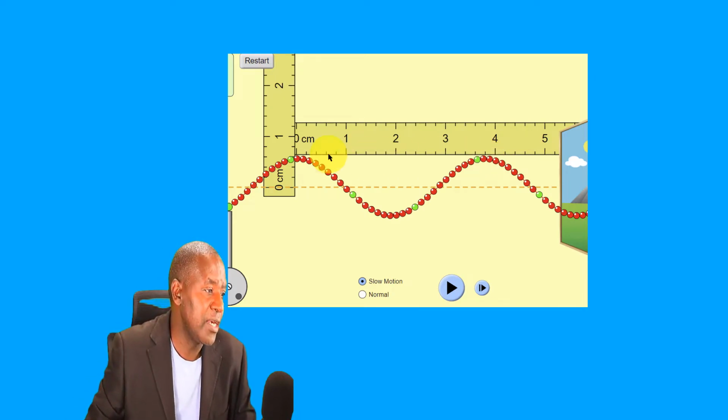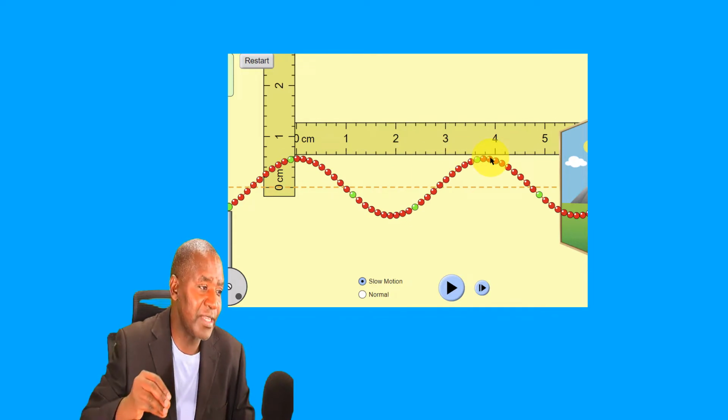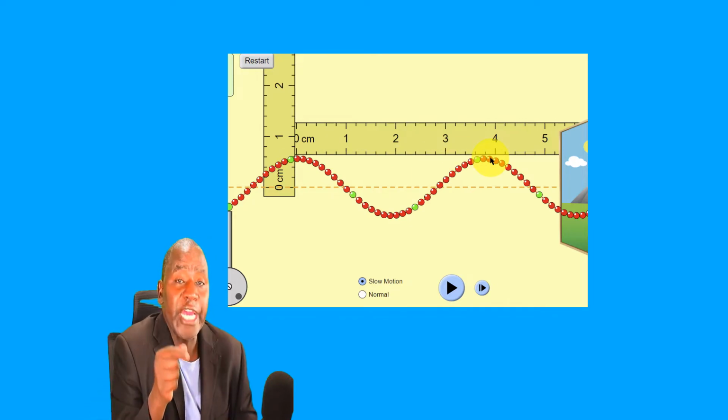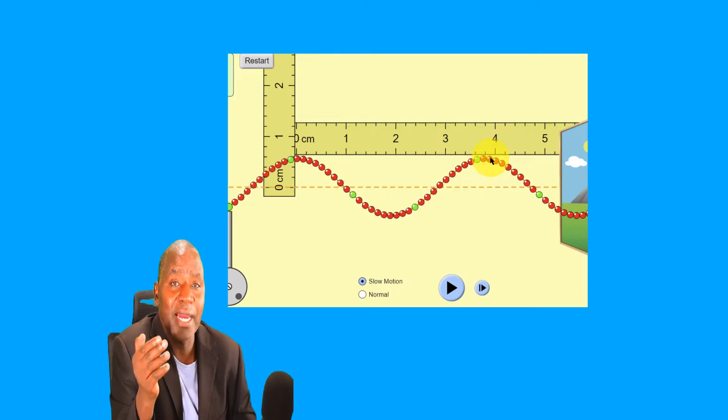So that means that this is a wavelength. So a wavelength is the distance between any two points on a wave which are consecutive and they are in phase.